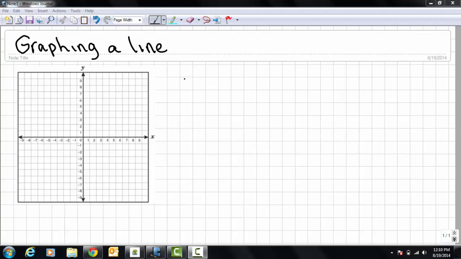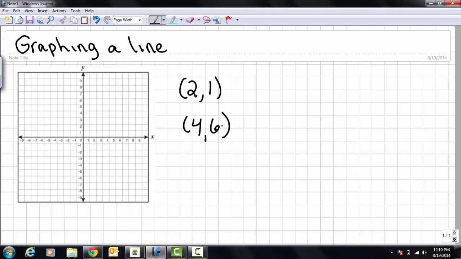If I'm given 2 points that are on the line, let's say they give us the point 2, 1 and the point 4, 6. Well, to graph a line, all I have to do is plot both points and connect them. So let's start with the first one, 2, 1. We're going to go right 2 spaces, up 1 space, and there's our point. The second coordinate here is 4, 6, so that means I go right 4 and up 6. So there's our second.